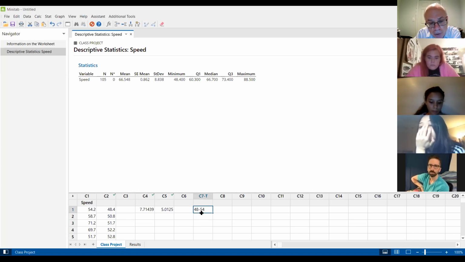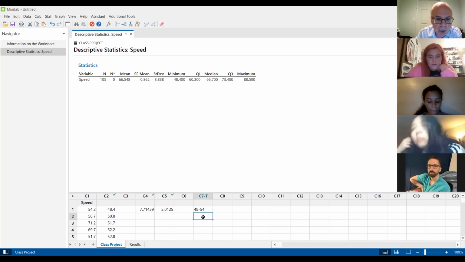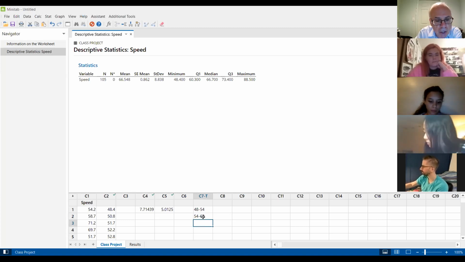Now, the way to read this is that I want this class to start at 48 and go up to, but not including, 54. Does that make sense? 48 up to 54, but not including it. So if you have a value in your data set that's 54, it would go into the next class, starting at 54. The next one is 54, and again, adding 6 to it, you get 60. Hit enter, and then continue doing that.